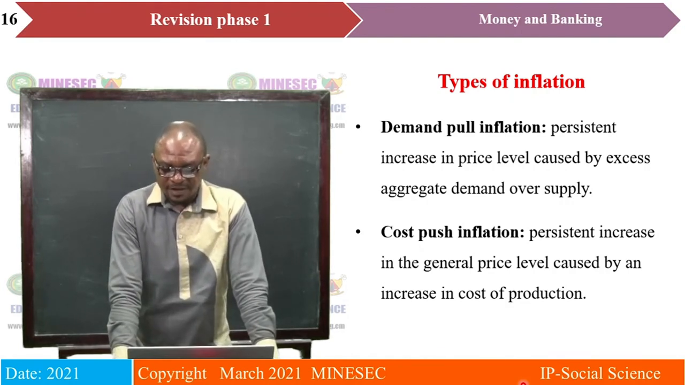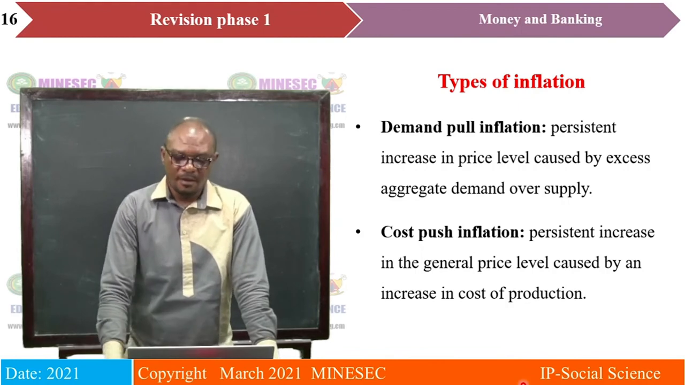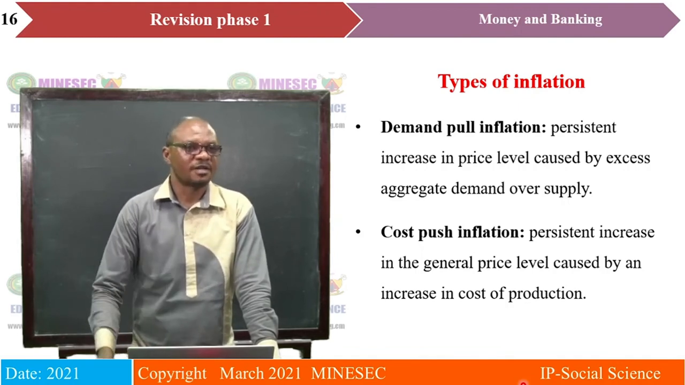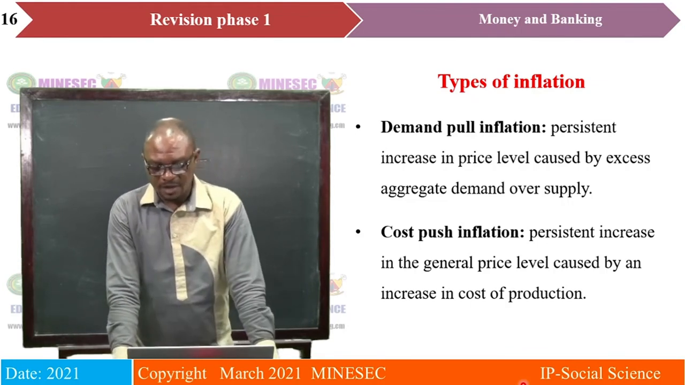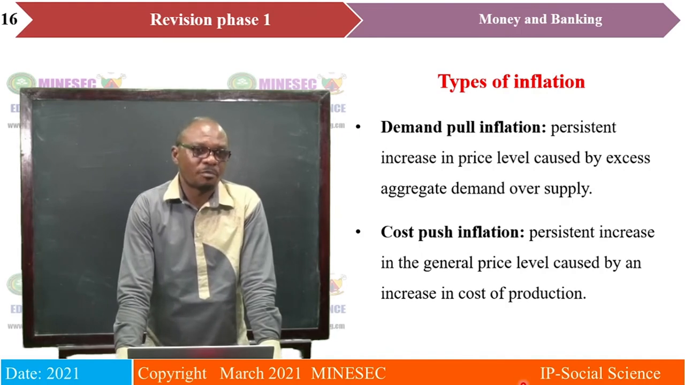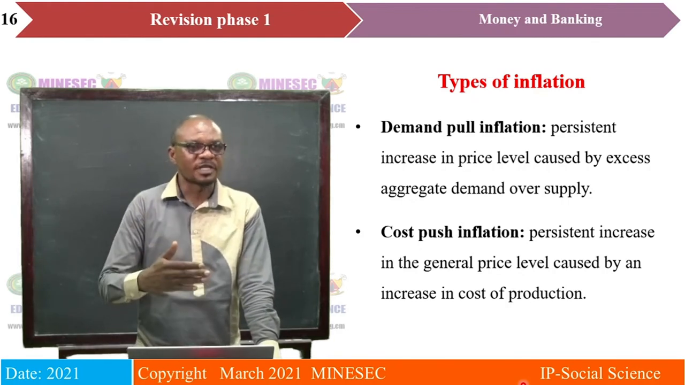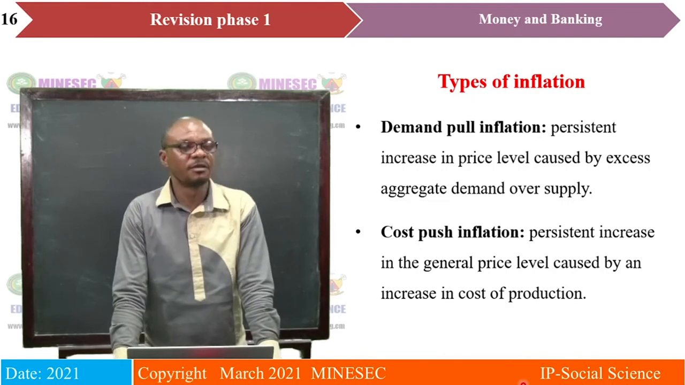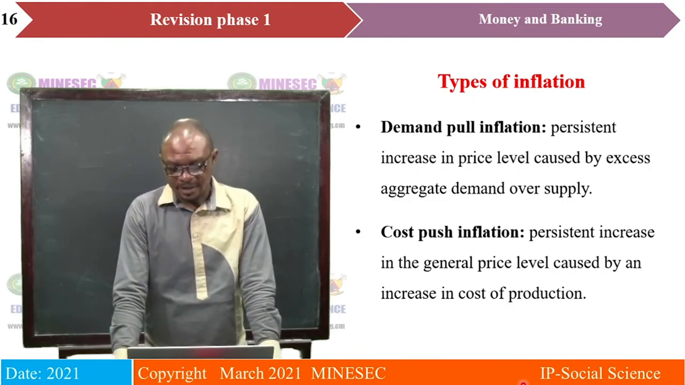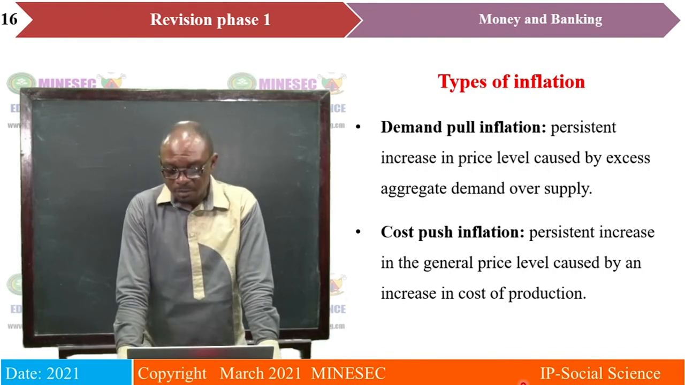This is the type of inflation that results from demand persistently rising over supply of goods and services. In other words, demand pull inflation is a persistent increase in price level caused by excess aggregate demand over supply. When demand is rising and the amount of goods produced in the economy remains the same, or perhaps is falling, or is rising at a relatively lower rate, then price level will be pulled upwards. We call that demand pull inflation.